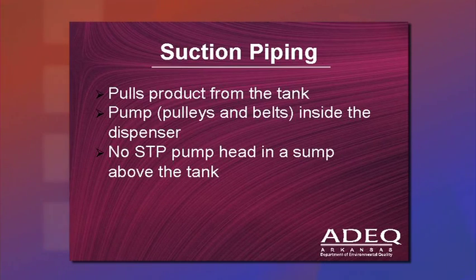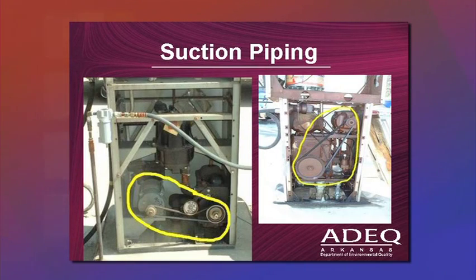You have pulleys and belts inside your dispenser. That's another way that you can tell whether you have suction piping. There's no submersible turbine pump head in a sump up above the tank if you've got suction piping. Suction piping, this is basically what we're talking about: pulleys and belts inside the dispensers.